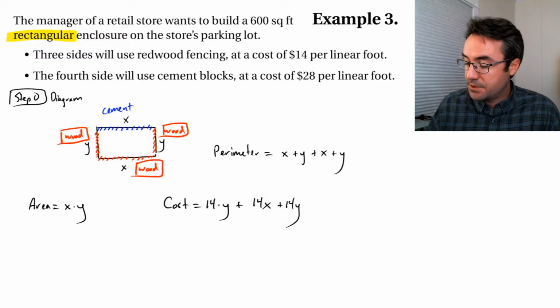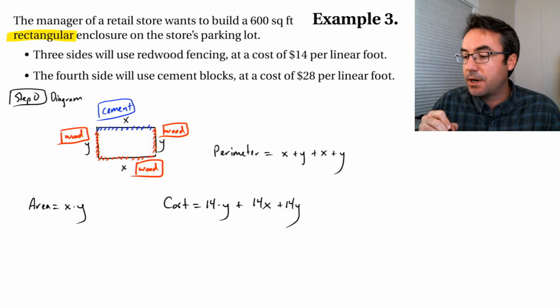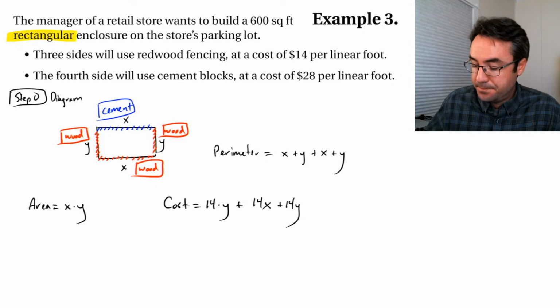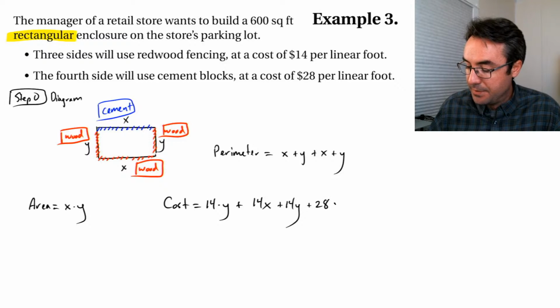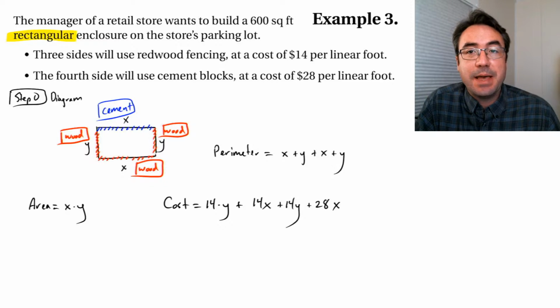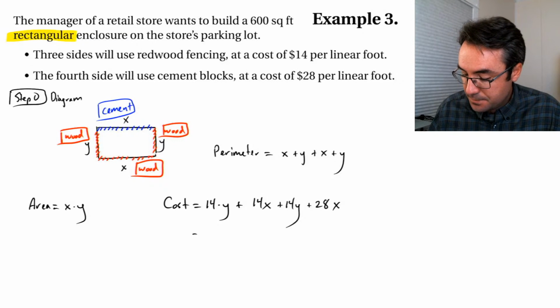And then finally for our cement wall, what does it cost? Costs $28 per foot. And the length is x. So the cost for that top side, that cement wall, would be 28 times x. And if we simplify that, just combine like terms, we would end up with 42x plus 28y.